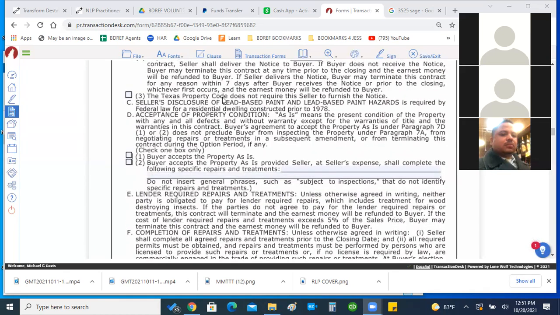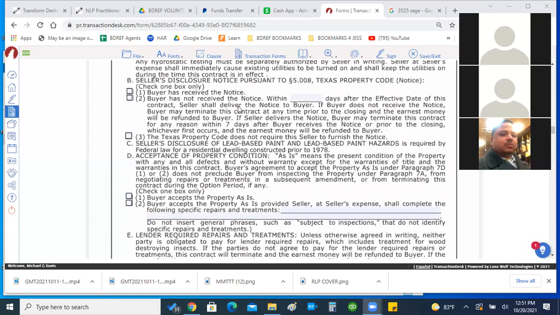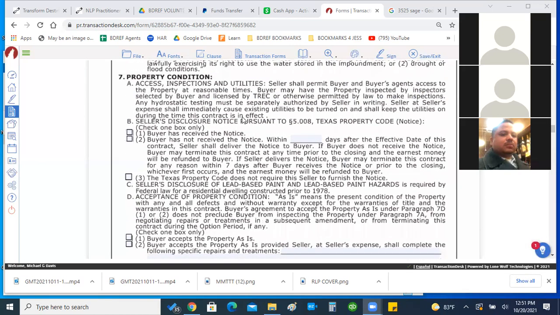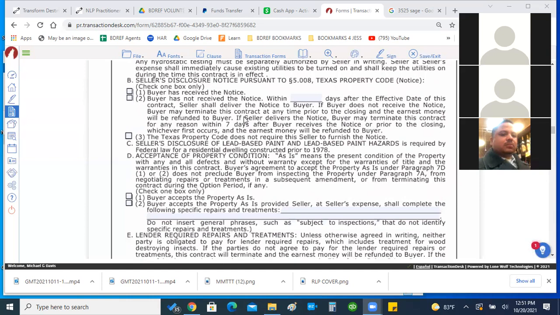All right, Texas property code. Now, there's some people that feel like because they're investors or because they never lived in the property that they don't have to fill out a seller's disclosure. That's not how that works.